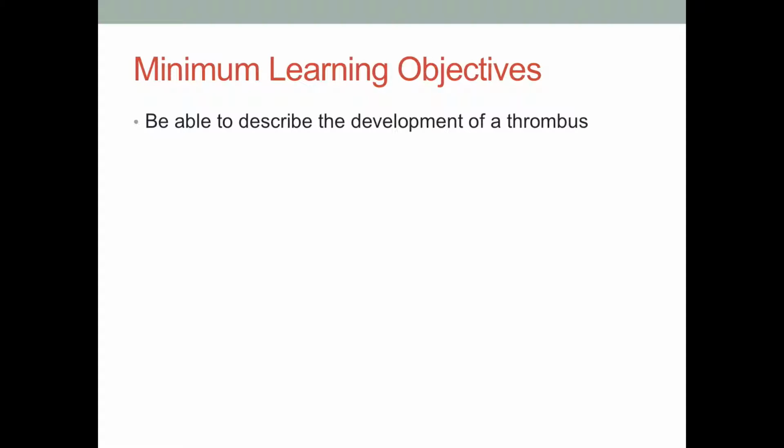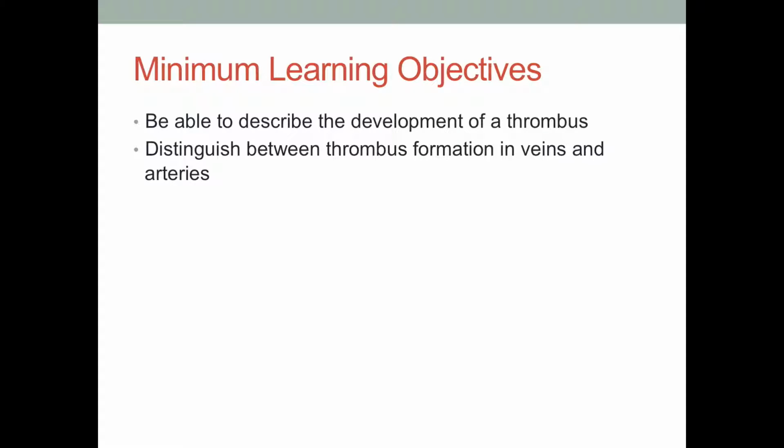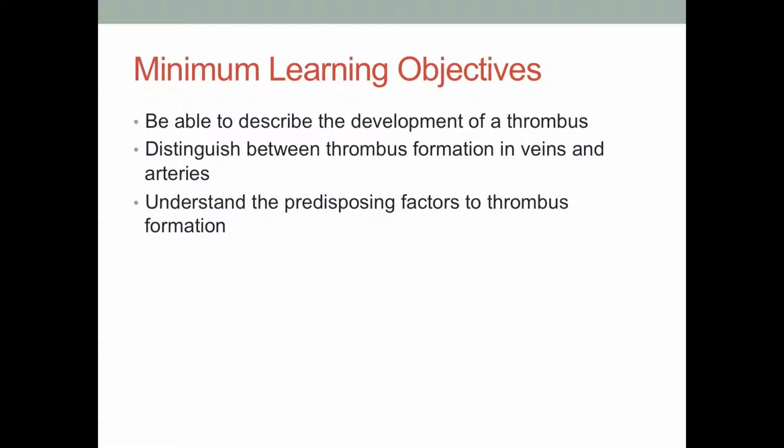That being said, I'm going to begin with the development of a thrombus and distinguish that from a typical clot. So we'll talk about how thrombi formation is different in the venous system versus the arterial system. One is a little bit more detrimental to the physiology and anatomy of a human, and it really just has to do with the anatomy and the size of the vessels.